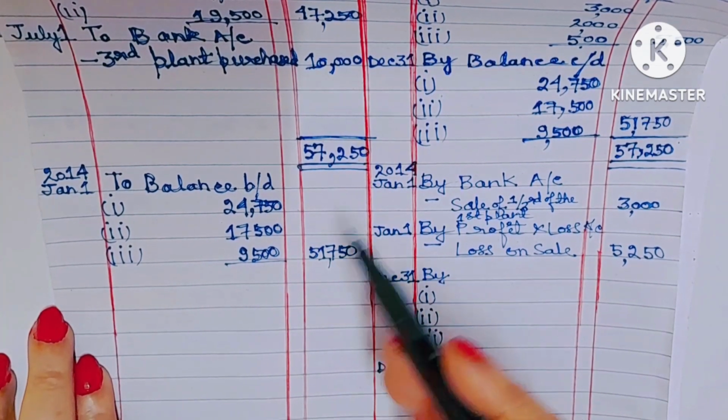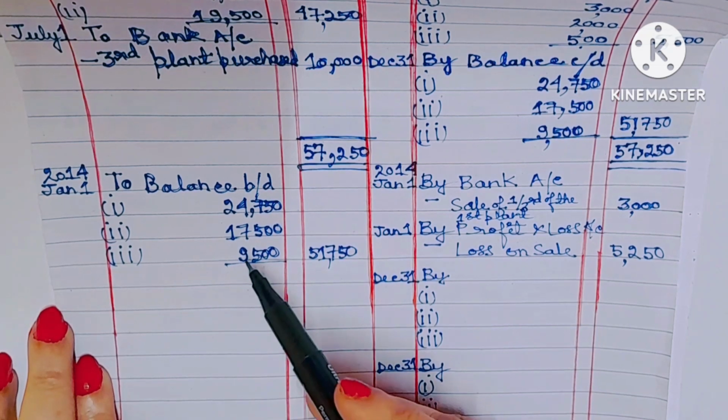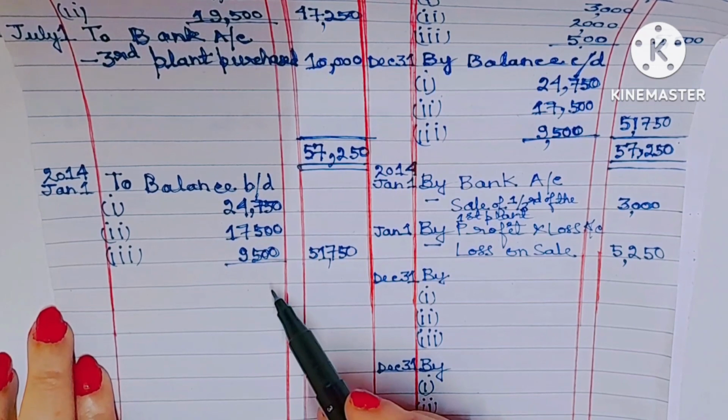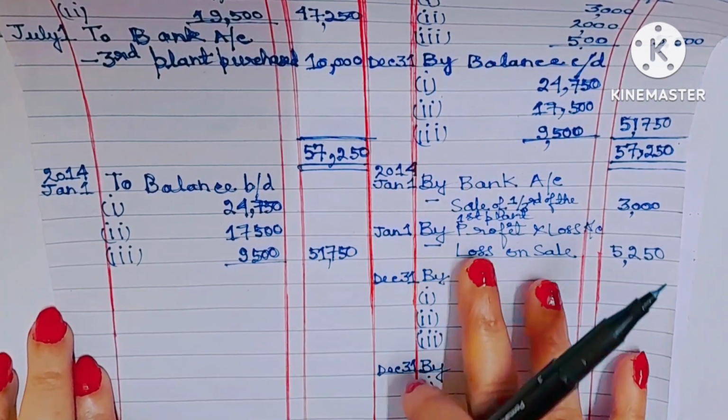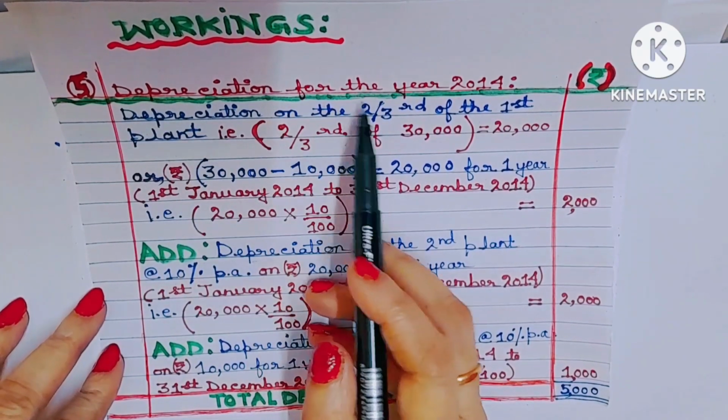Okay. Now we have to charge depreciation for 2/3 of the first plant because 2/3 of the first plant is still in the business. Only 1/3 of the first plant was sold. And now we have to charge depreciation on the second plant also. And now we have to charge depreciation on the third plant as well. Okay, let's do it. Workings. Number 5. Depreciation for the year 2014.